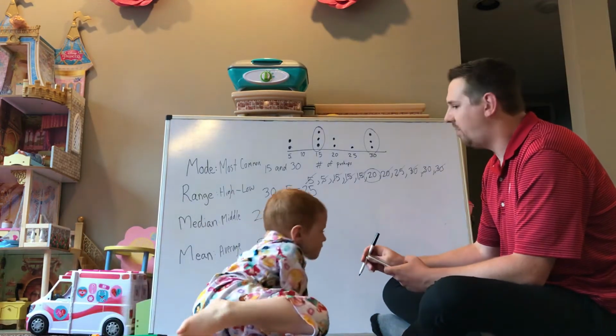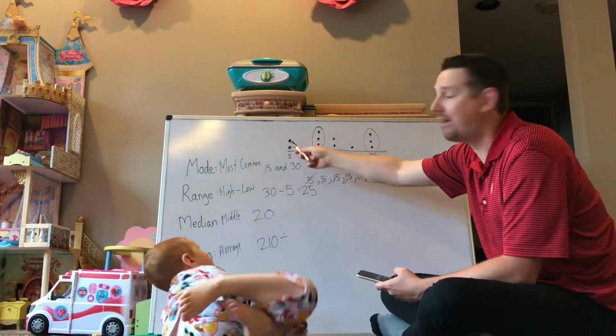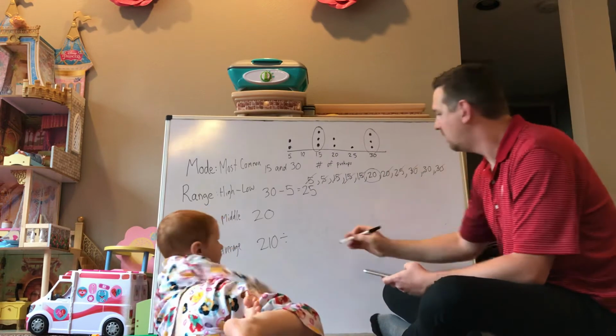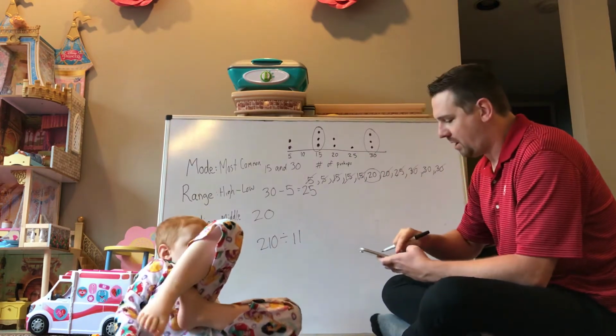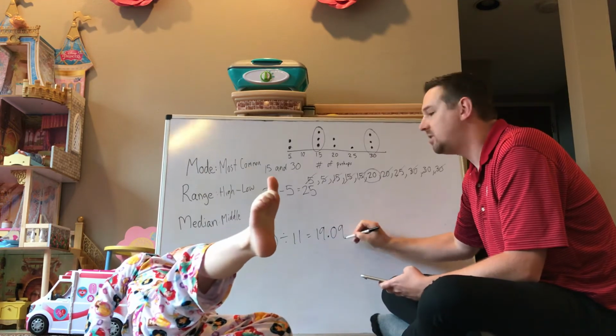How many numbers are there? 1, 2, 3, 4, 5. Oh, I could just count the dots. 1, 2, 3, 4, 5, 6, 7, 8, 9, 10, 11. Divided by 11 equals 19.09.